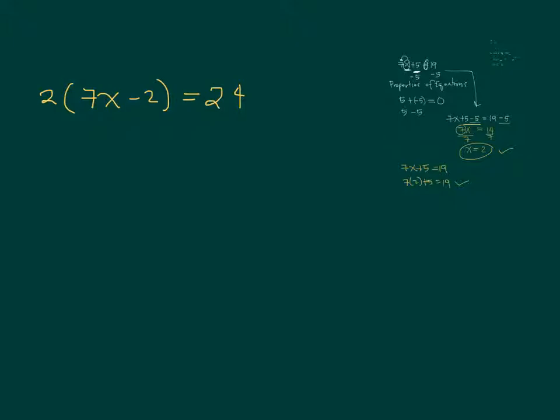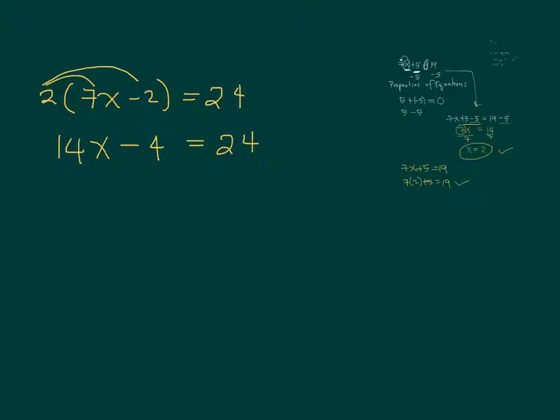Do you have any idea? Distribute. Okay, so good thing that you know that you can actually distribute in an expression. So if I distribute 2, then what will we have? 14x minus 4, and then equals still the same 24. Okay, so we normally eliminate addition and subtraction before the multiplication and division. I have minus 4, so what do you think I should do here?